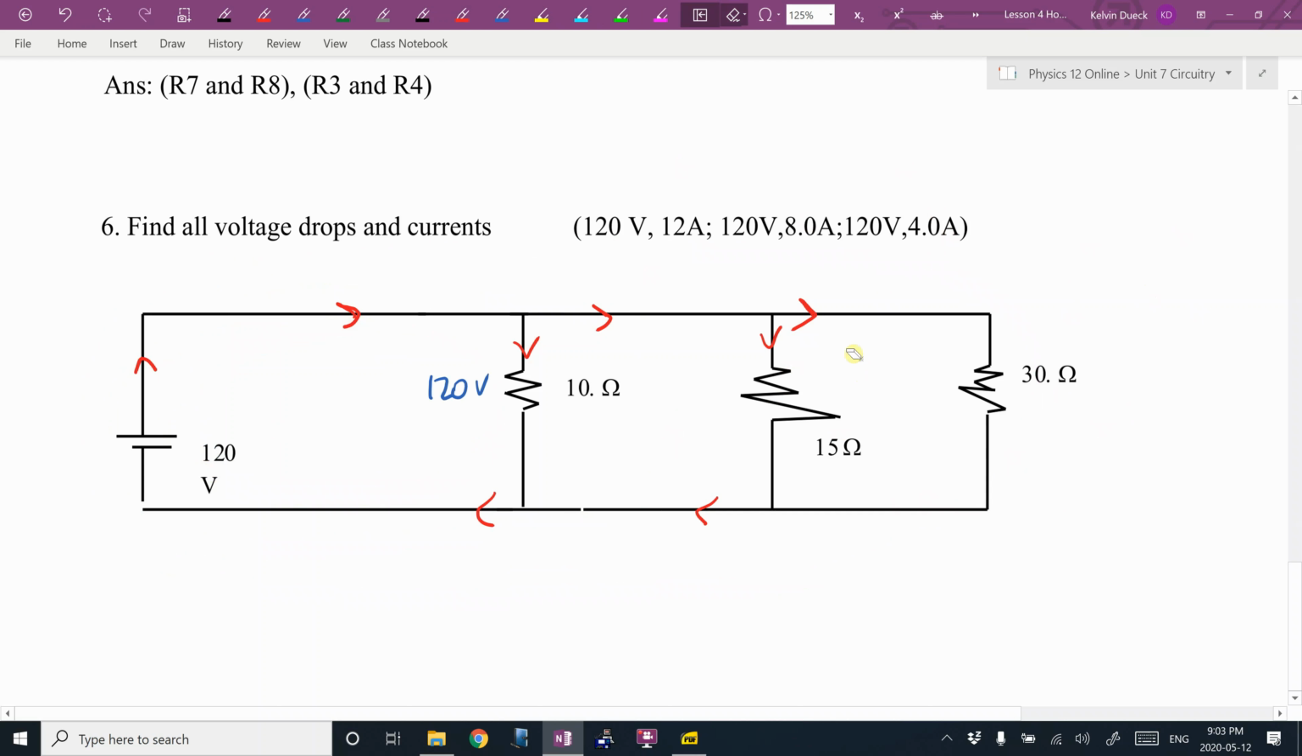By the way, knock, knock, I know two things. The current going through here must be V over R. It must be 12 amps. I did that in my head, Brendan.